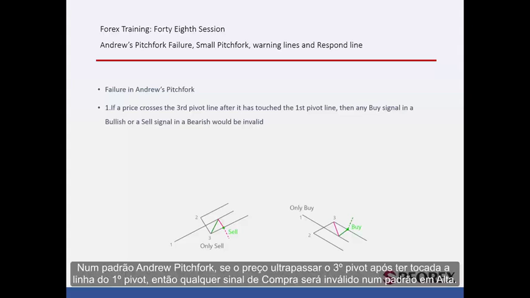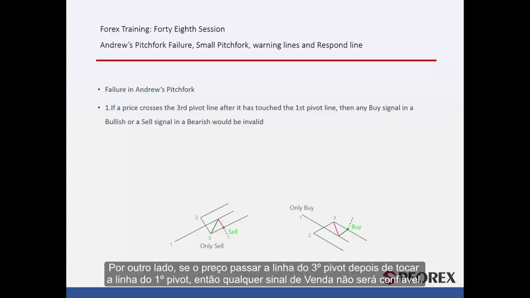In an Andrew's Pitchfork pattern, if a price crosses the third pivot line after it has touched the first pivot line, then any buy signal would be invalid in a bullish pattern. On the other hand, if a price passes the third pivot line after it has touched the first pivot line, then any sell signal would be unreliable.